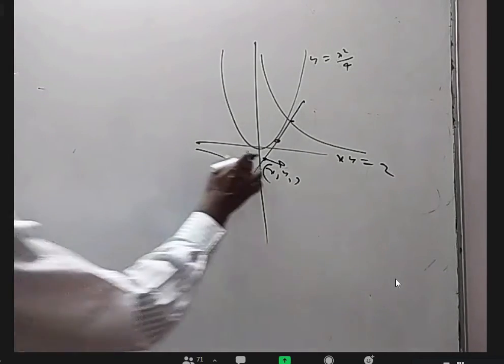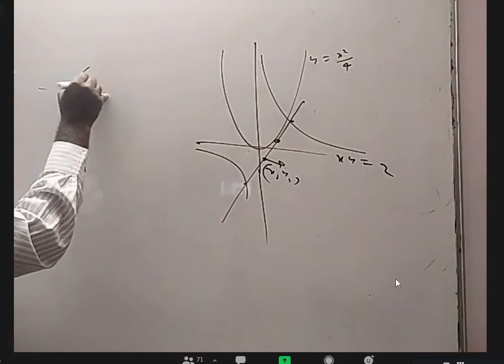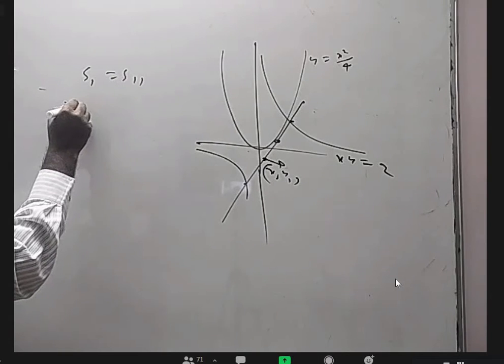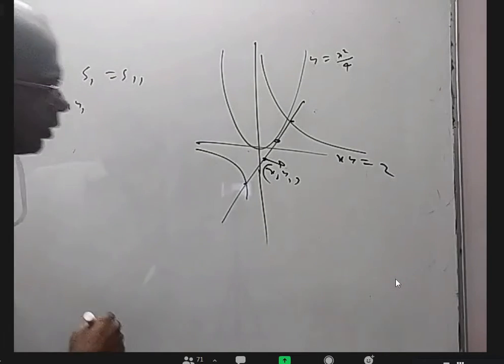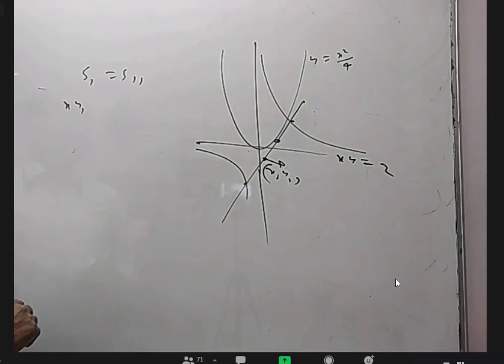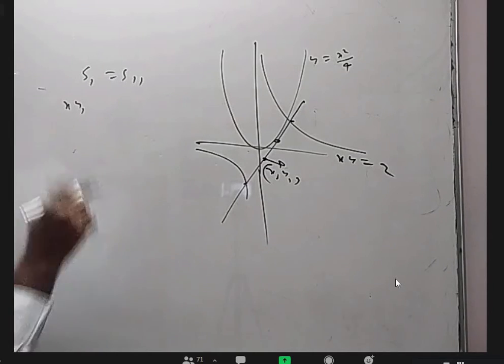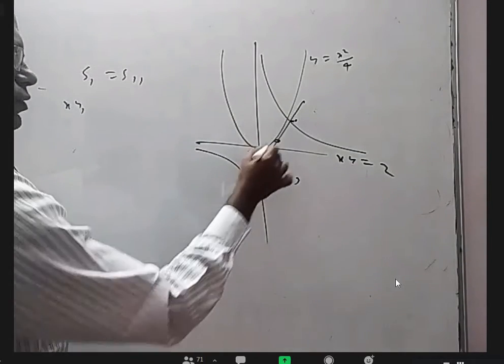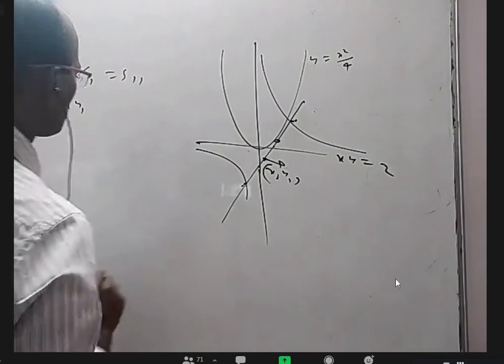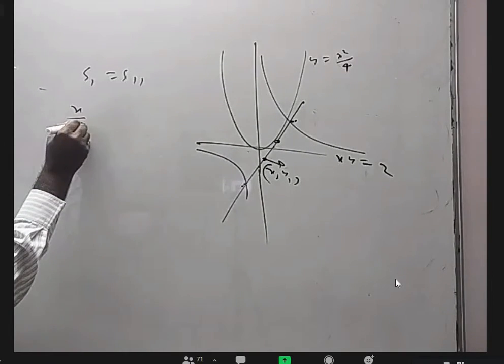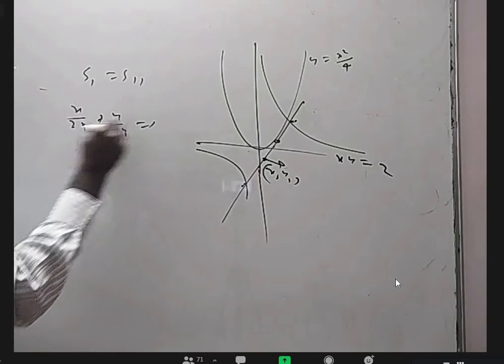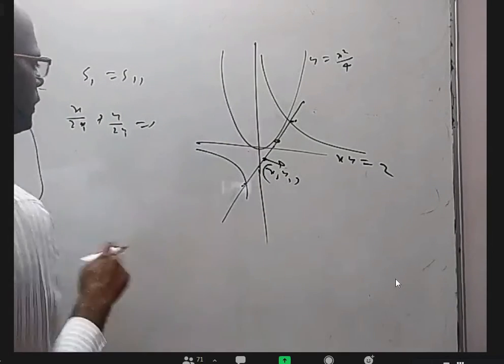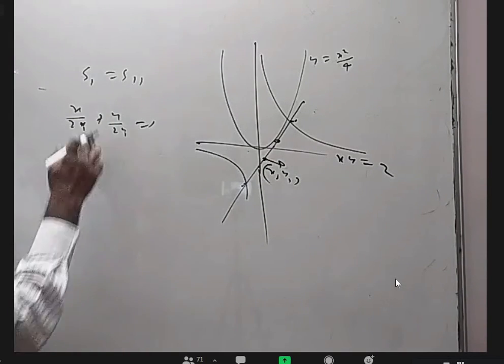If I take the midpoint as x1 comma y1, the equation of this line is S1 equal to S11. I know already that this is the midpoint of these two, and the midpoint of these two also. x by 2x1 plus y by 2y1 equal to 1 is this line. This should be tangent to the parabola.